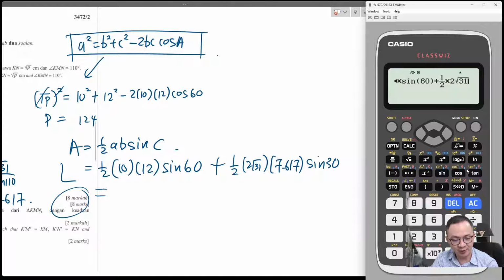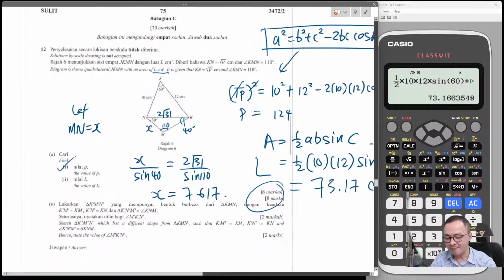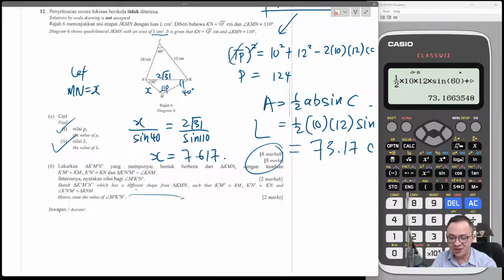2 thirds times 31 multiply 7.617 multiply sine 30. Okay, 73.17 centimeter square. Done. Then here they ask us to sketch the new triangle with certain conditions, it must be a different shape.